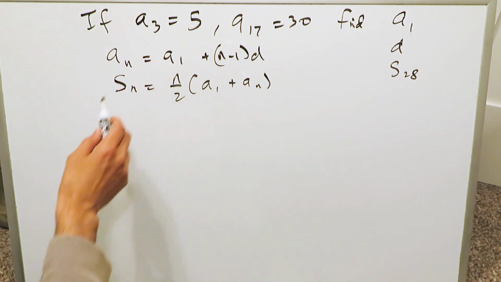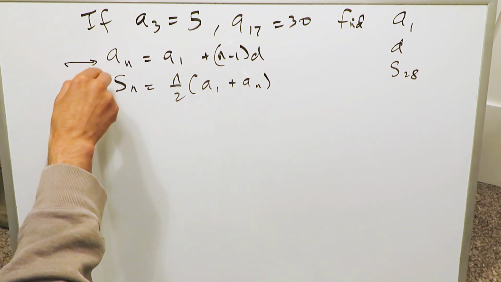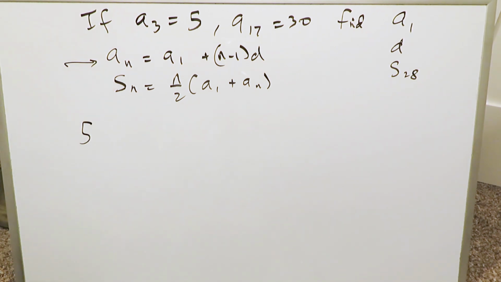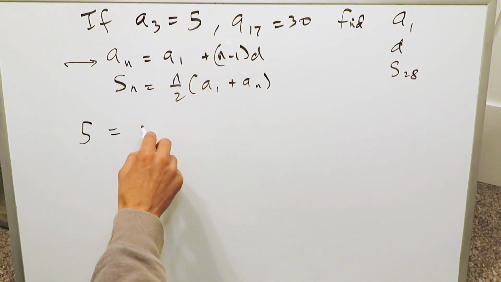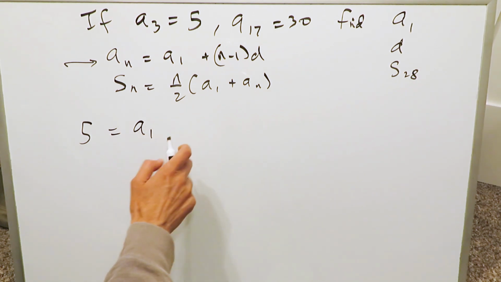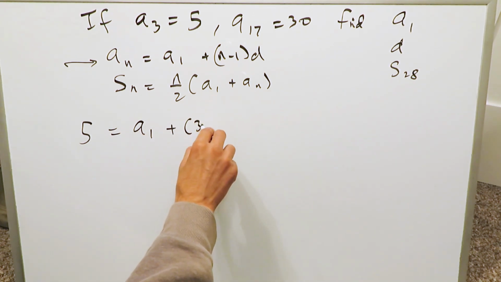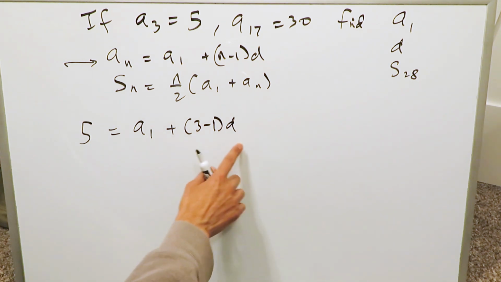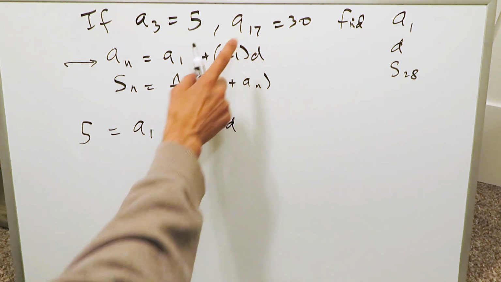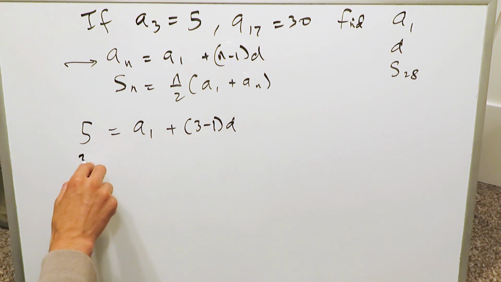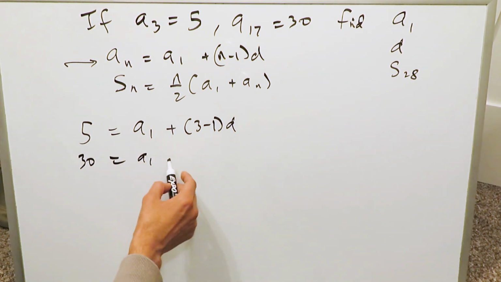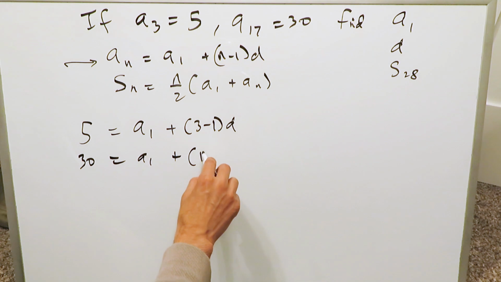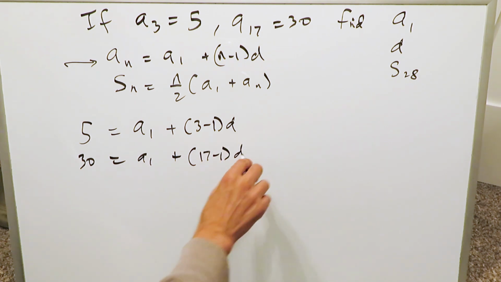I know the third term is equal to 5. Looking here at this equation, the third term is equal to 5 and it happens to be an unknown in terms of the a first plus n minus 1. It's the third term, 3 minus 1 times d. I don't know the d, but I'm developing a linear equation. Do the same thing with the 17th term. The 17th term happens to be a 30. We don't know the first term. We know the n value here is 17 minus 1 times the common difference.